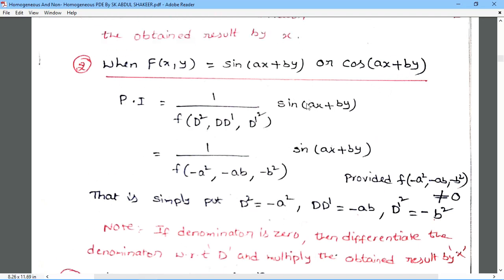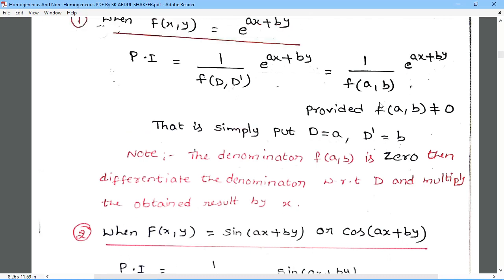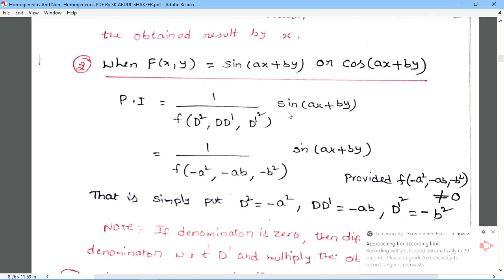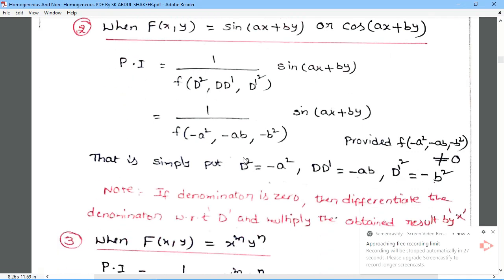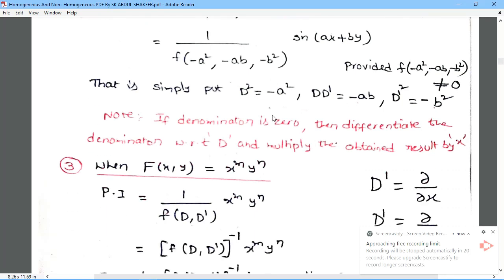So don't forget, in case 1 we have to replace D equal to a and D dash equal to b whenever there is an exponential function like e power ax plus by. In case 2, we have to replace D square as minus a square, DD dash as minus ab, and D dash square as minus b square. Similarly here, if the denominator is 0, then differentiate the denominator with respect to D and multiply the obtained result with x.